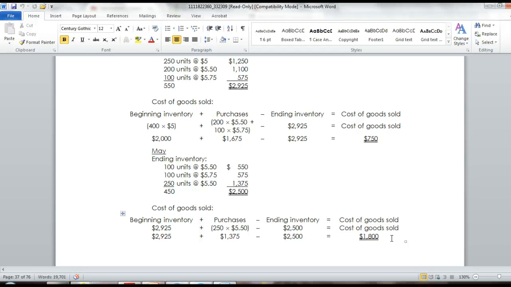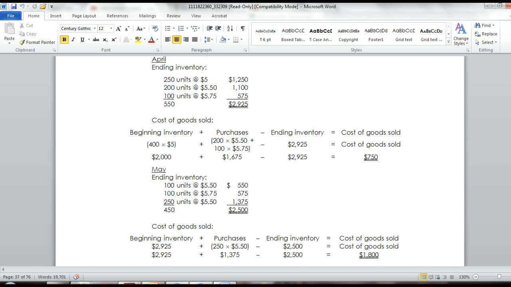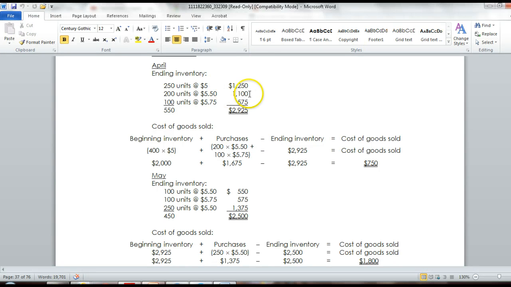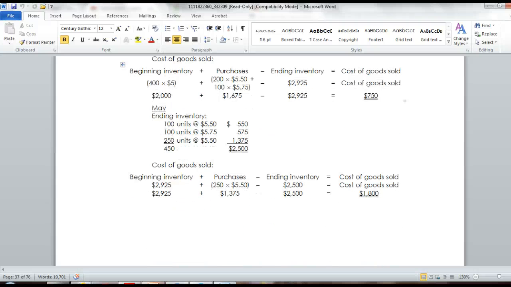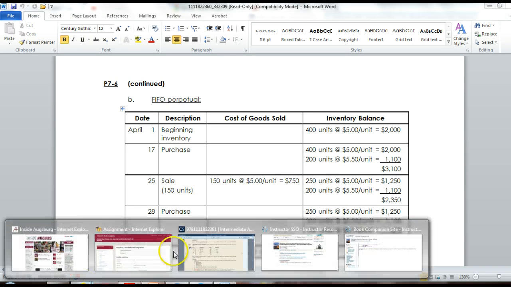But another way that we could calculate that cost of goods sold is to take the 250 units at $5 that was sold, and 100 of these units at $5.50 was sold. So basically we can still come up with the same amount of $1,800 by specifically listing that inventory that was sold. The next one that we're going to do is looking at FIFO perpetual.